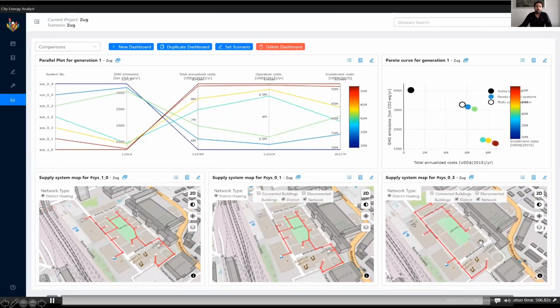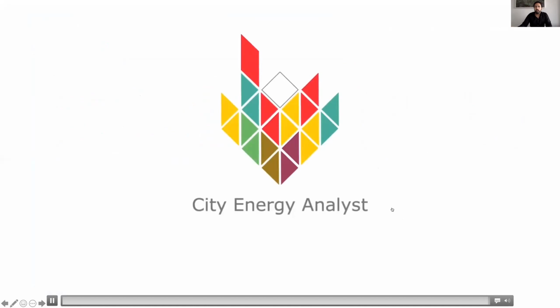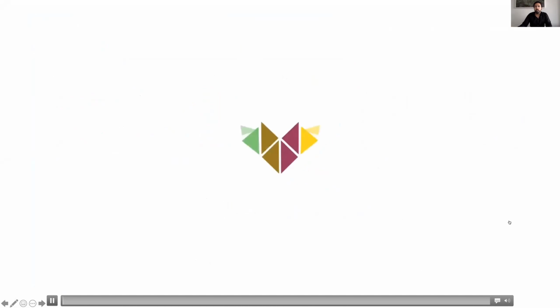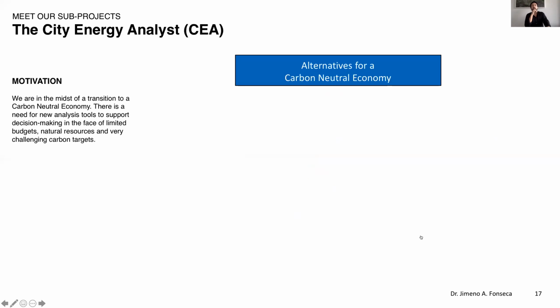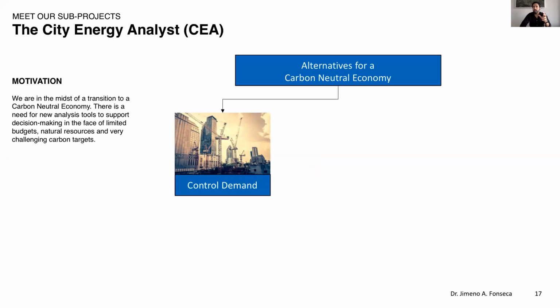All right. So with that being said, I'd like to talk a little bit more about the motivation behind the City Energy Analyst. I think Arno introduced this to us at the beginning of the entire afternoon, the need for new tools, for new ways of analyzing how to get to this low carbon society or low carbon neighborhoods in the future. And there are many alternatives to do that. Please bear with me if I'm talking about this at a really high level. But potentially the alternatives that we can explore can stem from controlling the demand, the development of buildings.